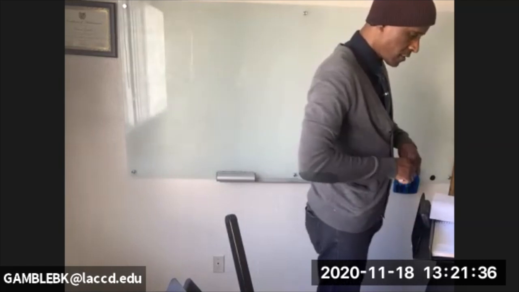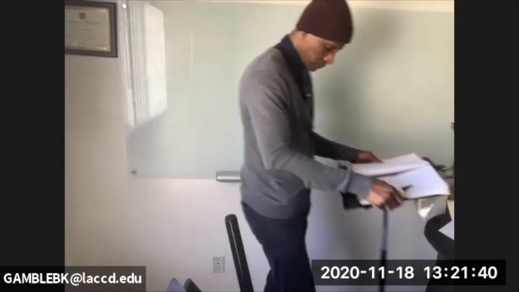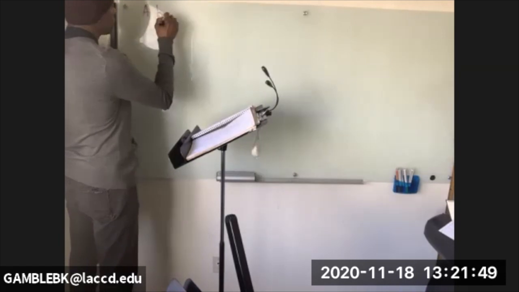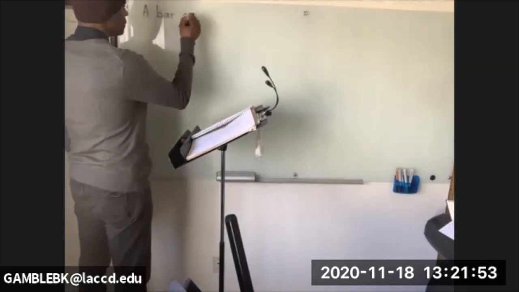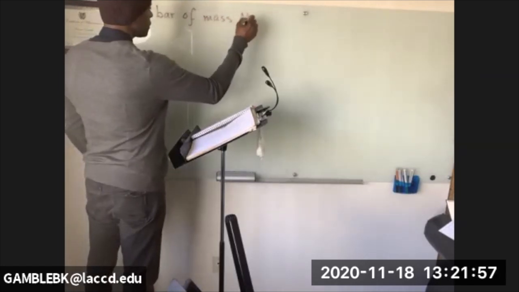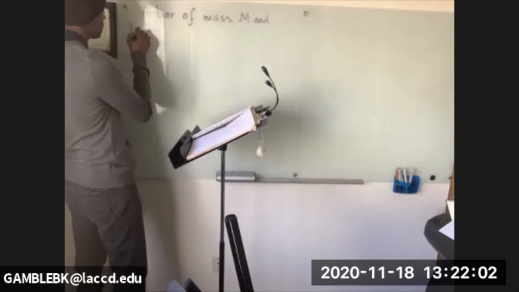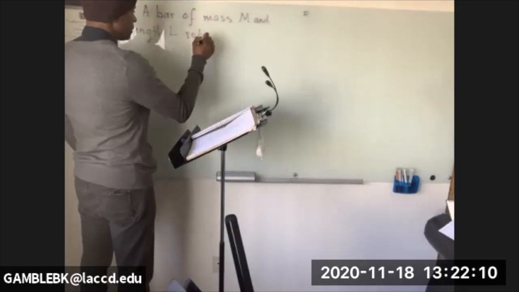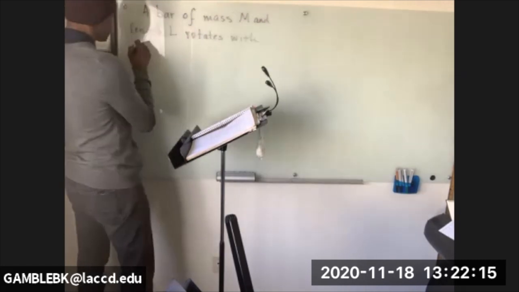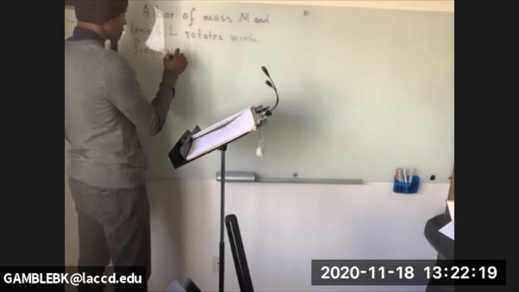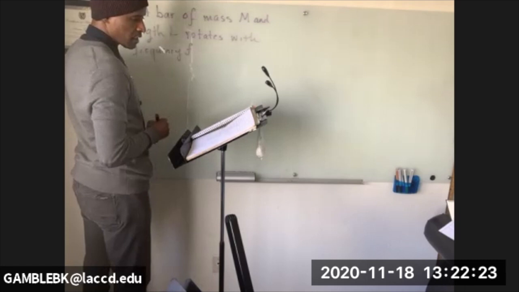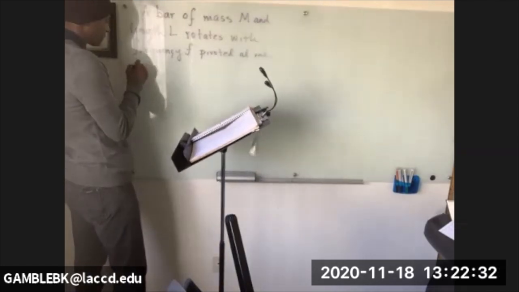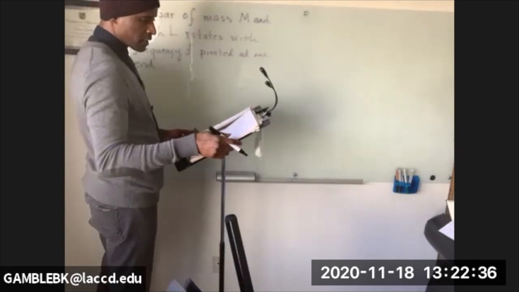So I have a rotating bar of mass M and length L. It rotates with frequency F, pivoted at one end. What is the kinetic energy of the bar?